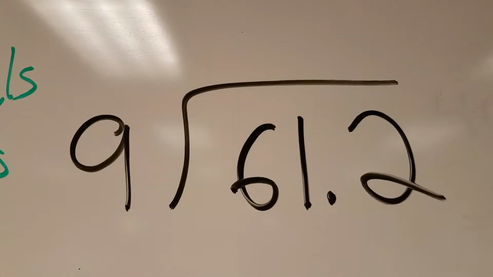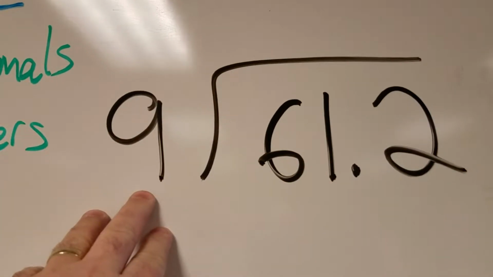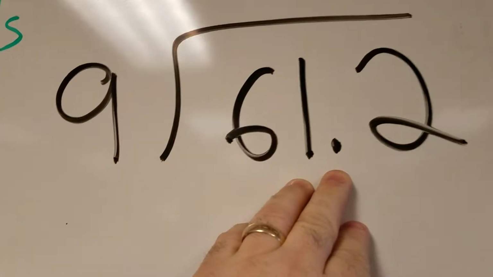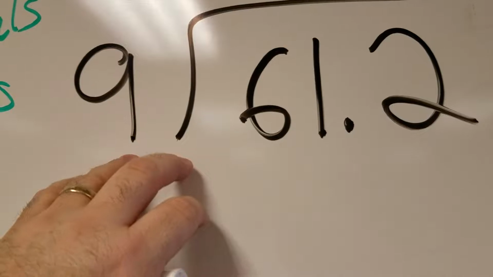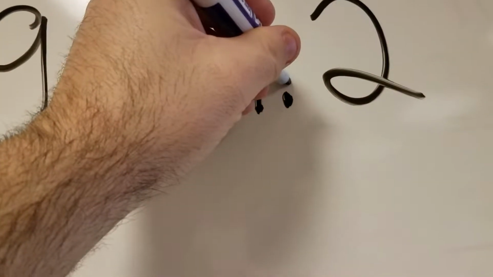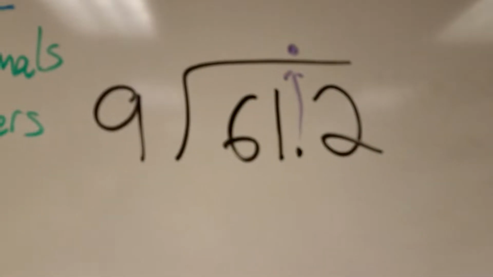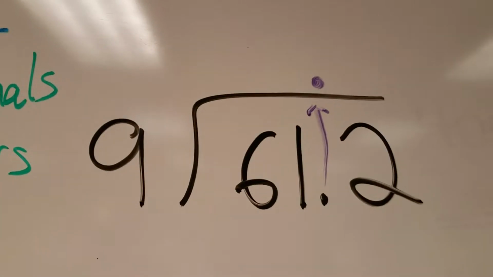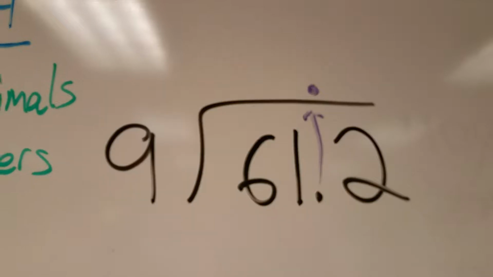And what I always tell my students is since we're dividing by a whole number, our decimal really doesn't do anything. It stays there. So we're dividing 61 by 9 and then dividing 2/10 by 9. So what I say is our decimal takes an elevator ride to the top and goes right here. It goes right there. It just goes right on top. Now that the decimal is in place, we can get going.